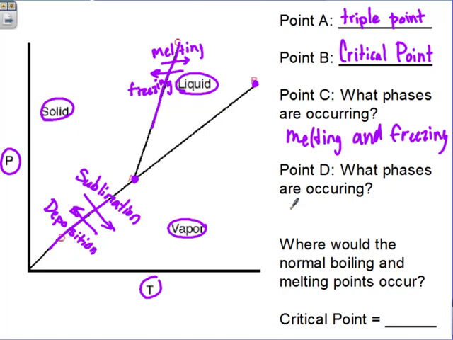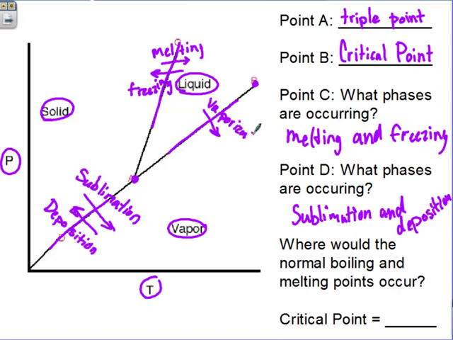And let me write it here, sublimation, and deposition. And what the heck, let's just put the other ones as well. Going from a liquid to a gas, that is vaporization. And going from a gas to a liquid, that is condensation.